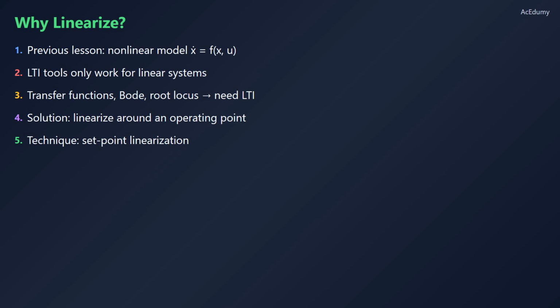In the previous lesson, we derived the nonlinear state equations for a magnetic suspension system. The model was x dot equals f of x comma u, where f contains terms like I squared over x squared. But all the powerful tools we have learned, transfer functions, Bode plots, root locus, they only work for linear time invariant systems. So how do we bridge the gap?